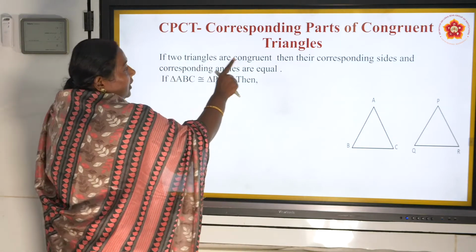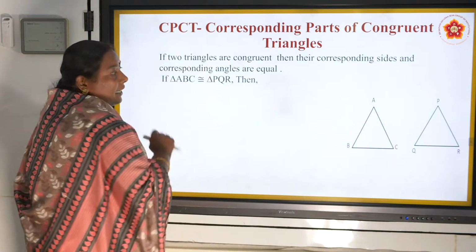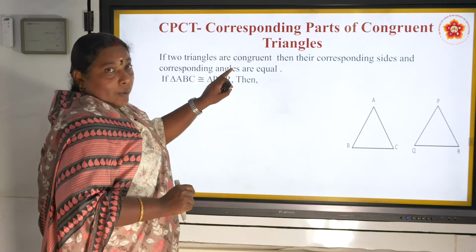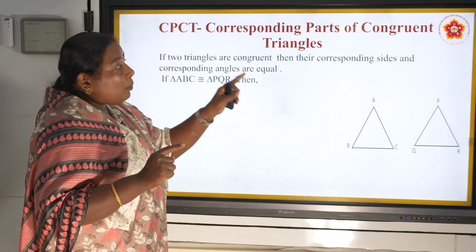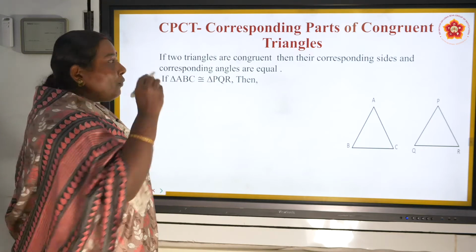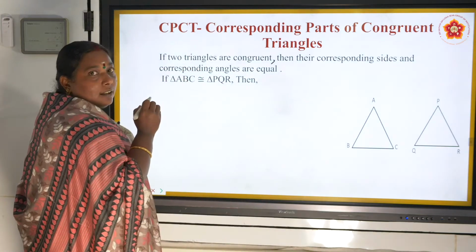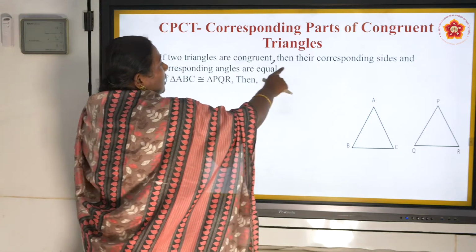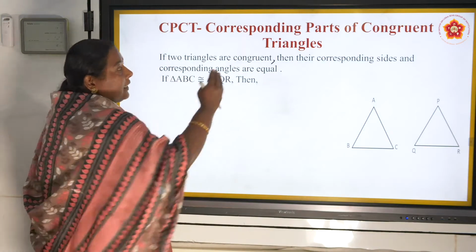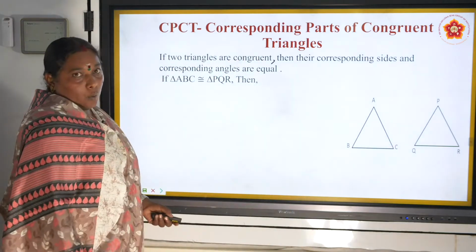If two triangles are congruent, then their corresponding sides and corresponding angles are equal. I am telling again, if two triangles are congruent, then their corresponding sides and corresponding angles are equal. So when you are studying, you just put a comma. That means you have to stop there. You are not supposed to read it as "if two triangles are congruent, then they are corresponding." No. If two triangles are congruent, then their corresponding sides and their corresponding angles are equal.